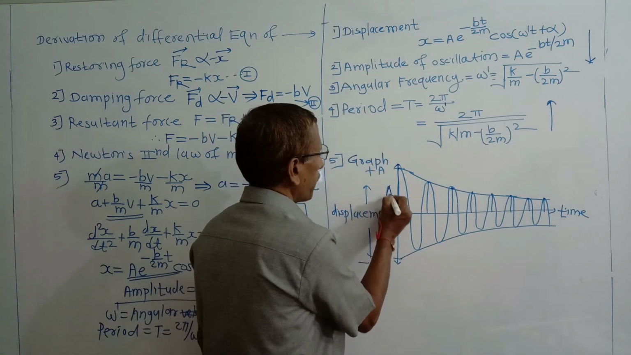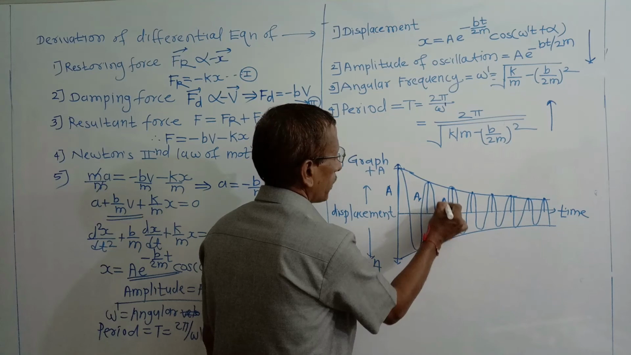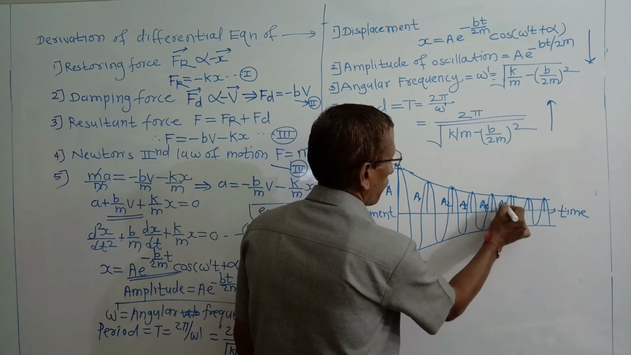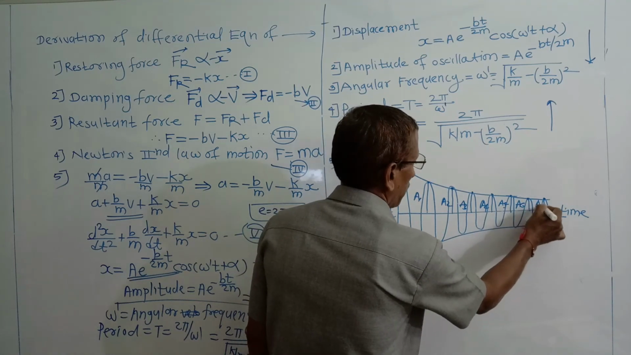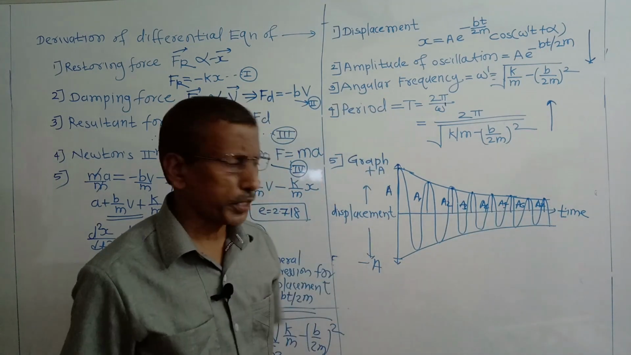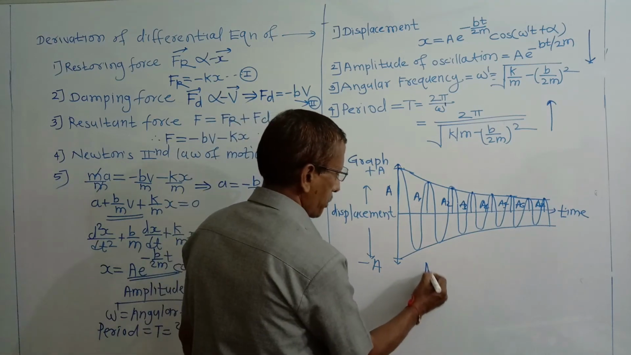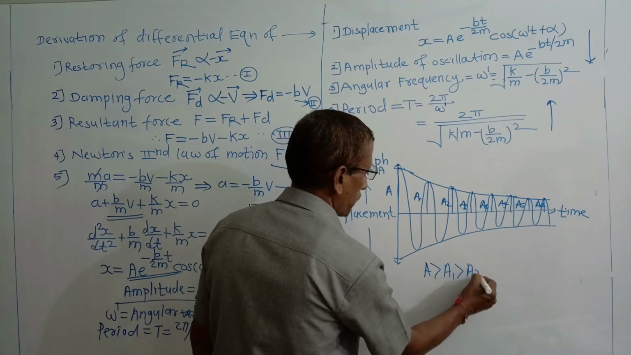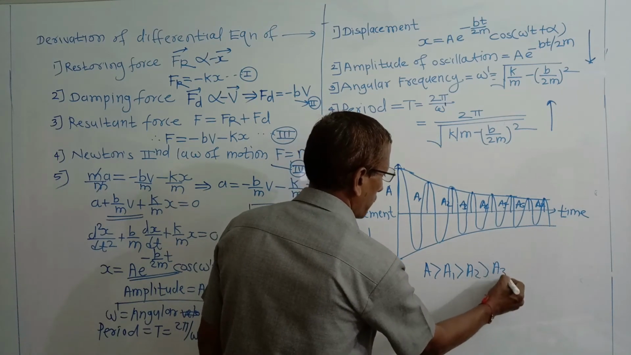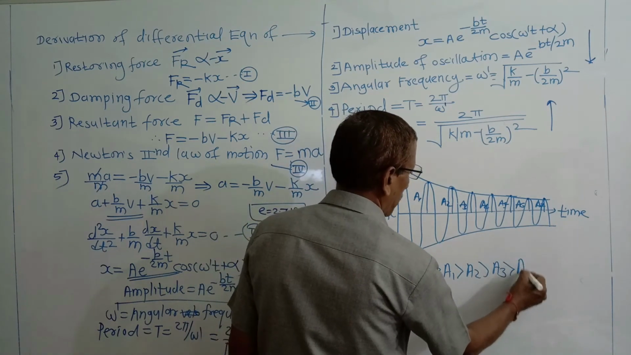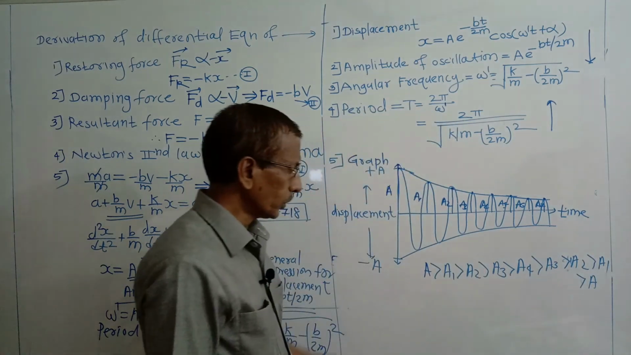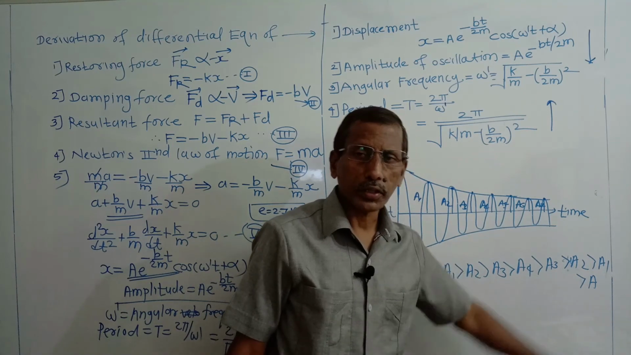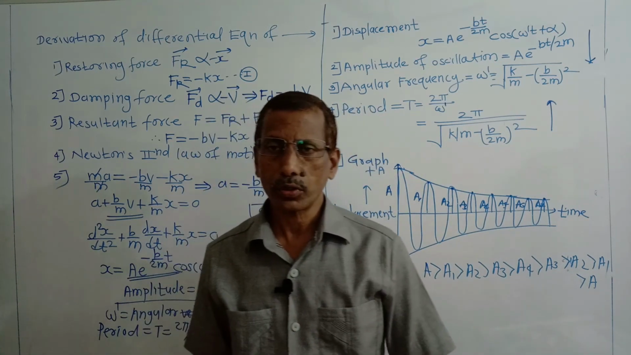Initially the amplitude is A, after that it is A1, A2, A3, A4, A5, A6, A7. Then we can write here A is greater than A1, A1 is greater than A2, A2 greater than A3, A3 greater than A4. So the amplitude of oscillation is going to decrease in the case of damped harmonic oscillation.